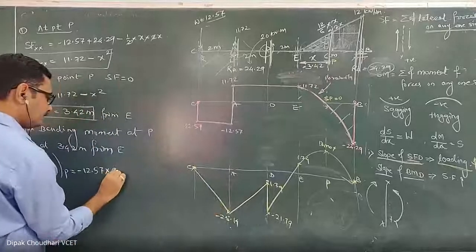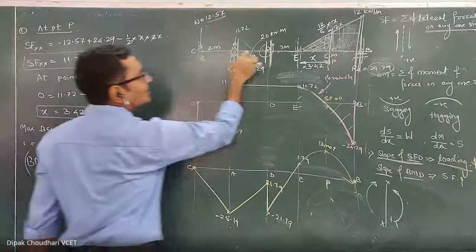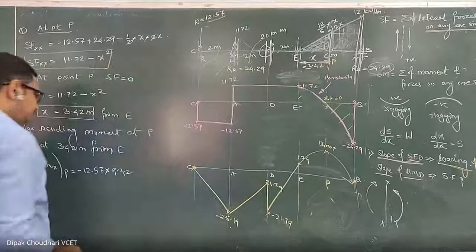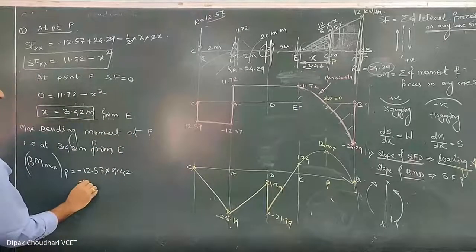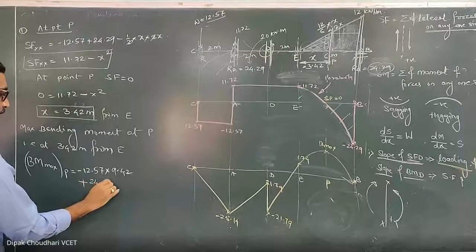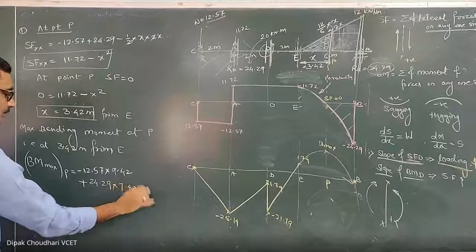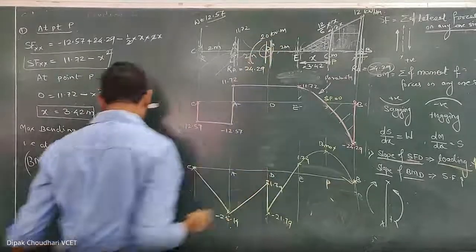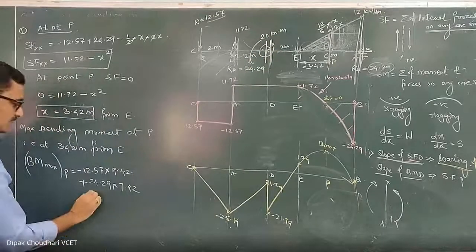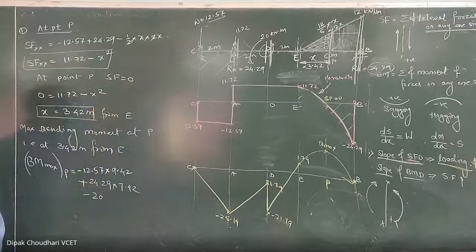9.42. 222 plus 3.42. Then the moment of this RA plus is producing the sagging. So it is 24.29 into 7.42. Then this moment is a hogging moment, it is producing the hogging moment. So minus 20. Directly add it because it is a moment.